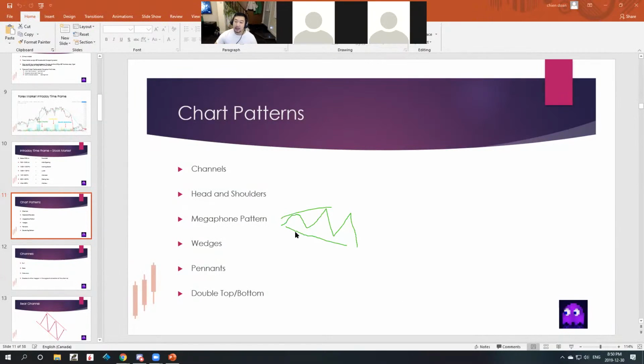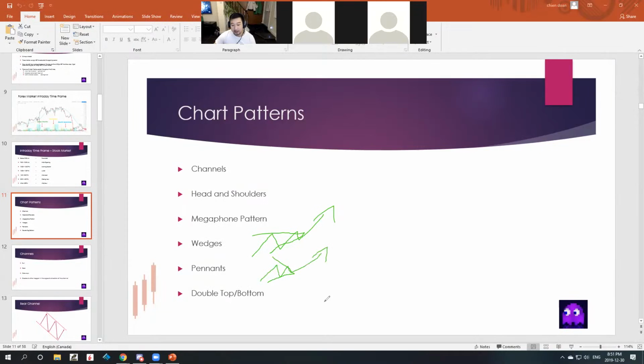Megaphone patterns, I wouldn't call this a breakout or a reversal pattern simply because the volatility is just widening, and there isn't any way to tell that it's going to break out of a key level or reverse from a key level unless you have more information than just a megaphone pattern. Now, wedges and pennants, these are breakout patterns, right? So these right here are breakout patterns. Pennants tend to be breakout patterns as well. They consolidate and then they break out.